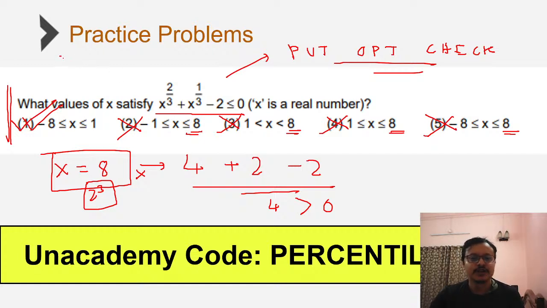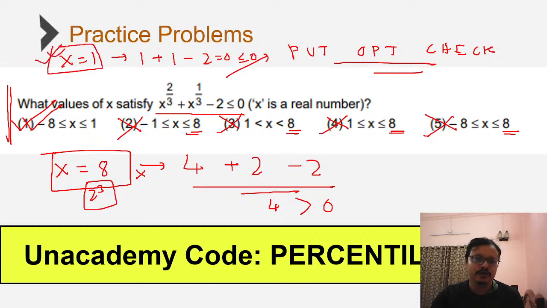Still, if you want, you can put x equal to 1 and check. What is 1 to the power 2/3? 1. What is 1 to the power 1/3? 1. 1 plus 1 minus 2 is equal to 0, which is indeed less than or equal to 0. So x equal to 1 satisfies, which is why x equal to 1 is one of the boundary points. Similarly, if you want to check with x equal to minus 8, you can check that x equal to minus 8 will also satisfy.